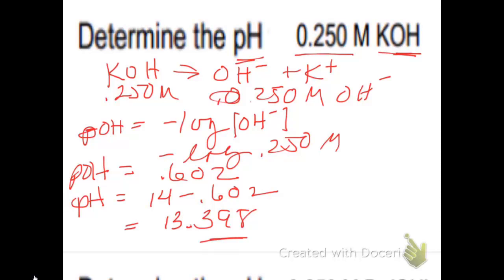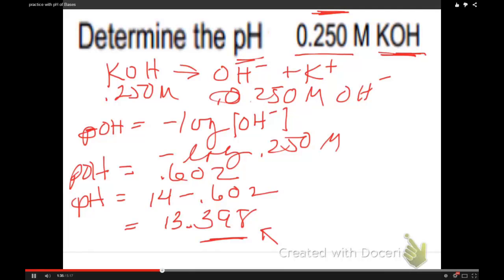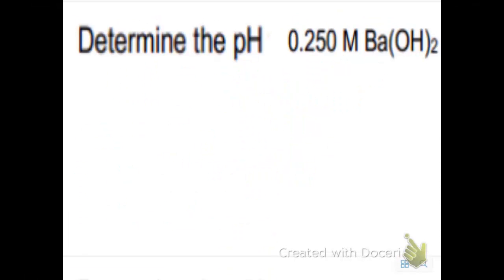First of all, there's 3 sig figs in my concentration, so there's going to be 3 in my mantissa with my pH. This number makes sense because I have a strong base, so the pH is going to be very, very high, close to 14. Okay. So here we have barium hydroxide, same concentration.